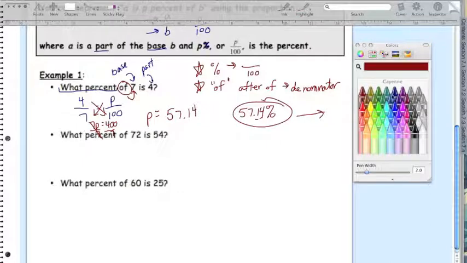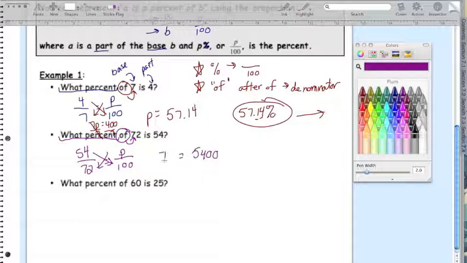Let's try the next one. What percent of 72 is 54? What percent? We don't know the percentage, so that's going to go over 100. Then we find the word of. After of is 72, so 72 is in the denominator, 54 is in the numerator. We're ready to solve. I'm going to cross multiply. My results will be 5400 equals 72P. Divide by 72, divide by 72, they cancel. P comes down, and my answer is 75.